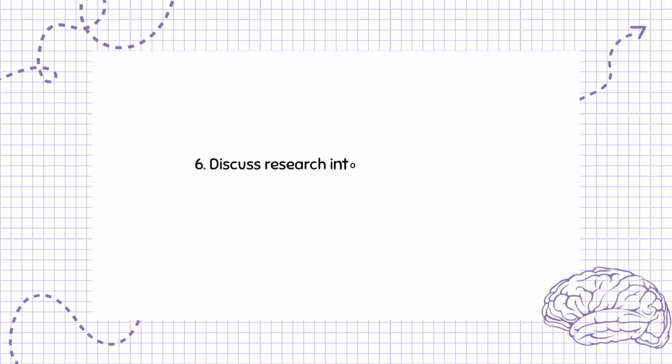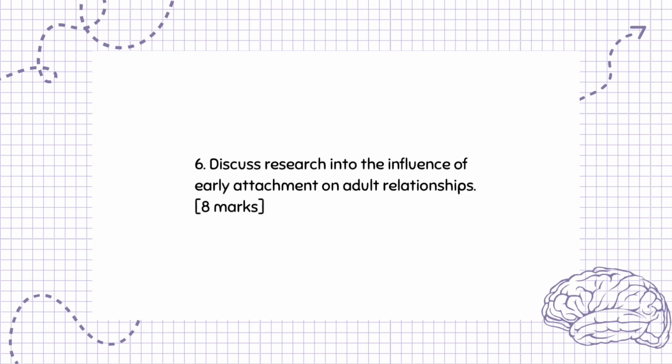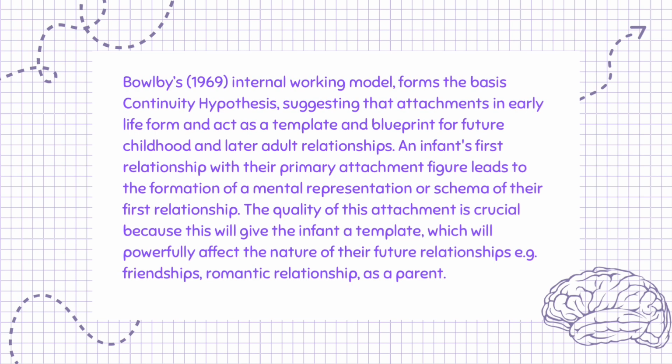Question 6. Discuss research into the influence of early attachment on adult relationships. 8 marks. Bowlby's 1969 internal working model forms the basis of the continuity hypothesis, suggesting that attachments in early life form and act as a template and blueprint for future childhood and later adult relationships.